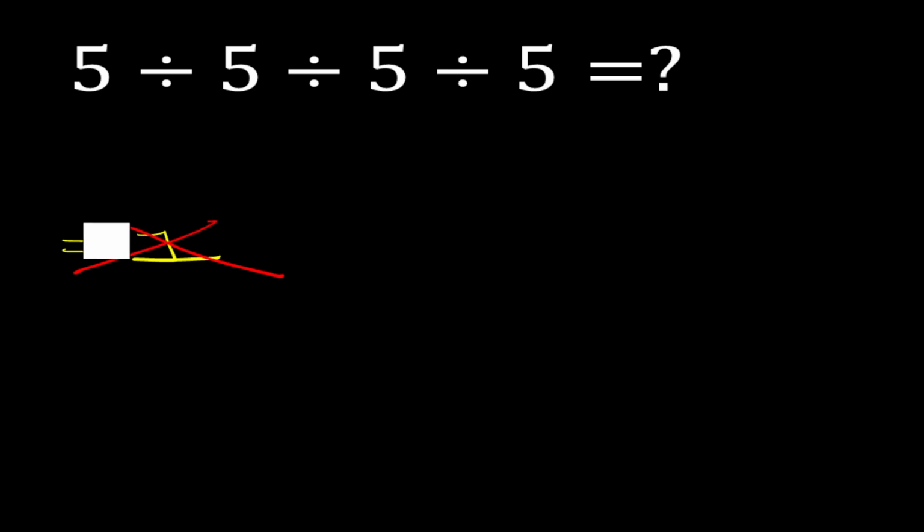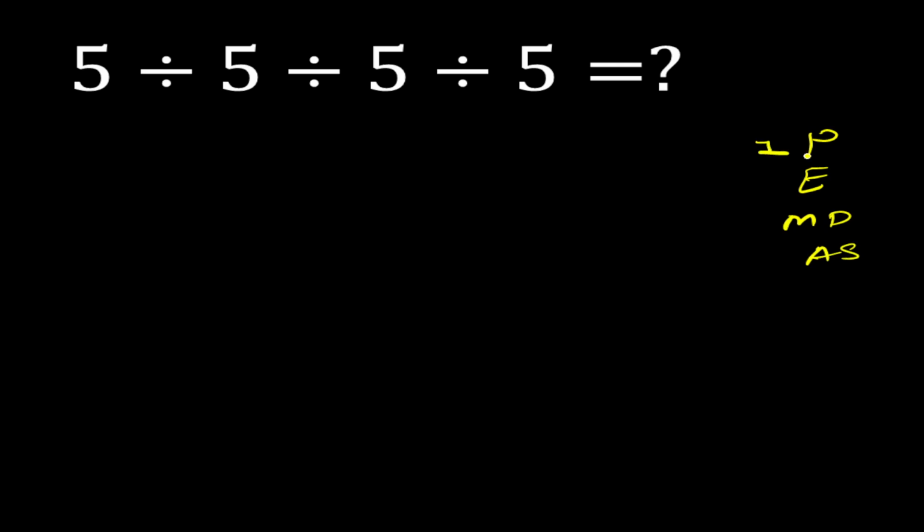So now let's solve this problem correctly by using the PEMDAS rule. P-E-M-D-A-S. According to PEMDAS, first priority is parentheses, second priority is exponents, third priority is multiplication and division. Here multiplication and division both have equal priority, so we have to solve it from left to right. And fourth and last priority is addition and subtraction. Addition and subtraction also have equal priority, so we have to solve it from left to right.